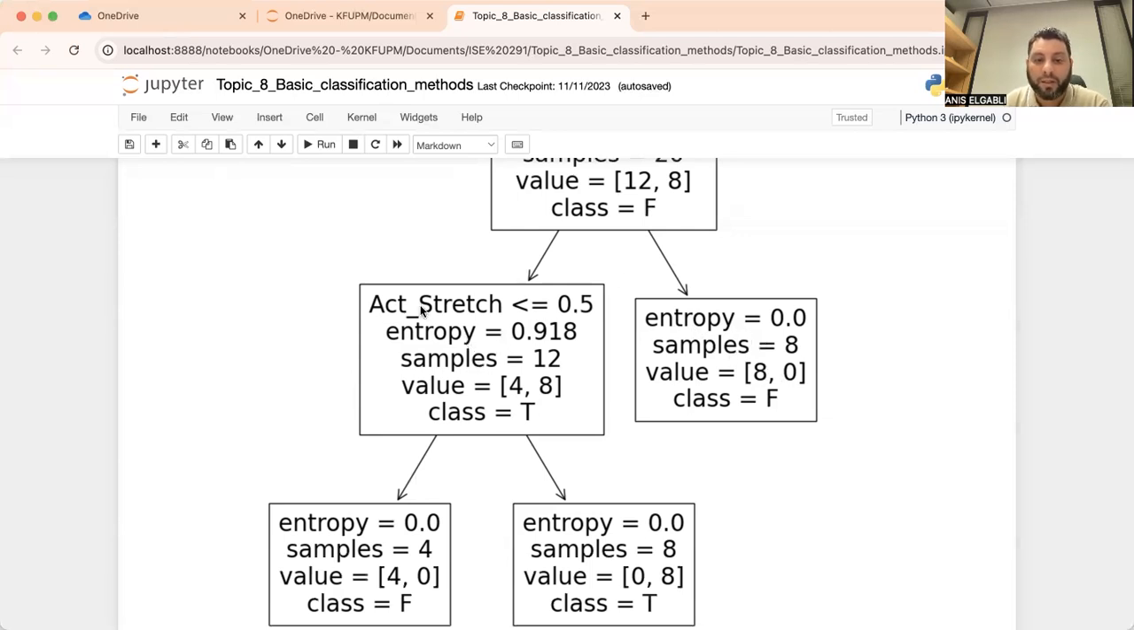Here, I will compute and find the feature that minimizes the conditional entropy the most, or achieves the highest information gain, which tends to be the act. So then the condition we built here is act underscore switch less than or equal to 0.5.